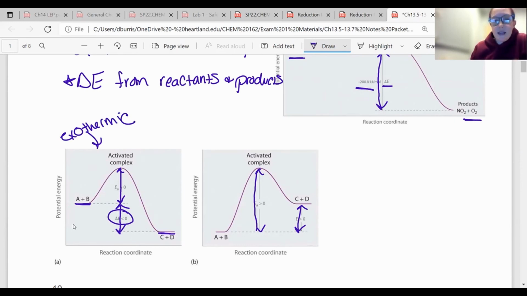Whereas in this case, to get from my reactants, which are at a low energy, to my products, which are at a higher energy, ΔE is positive, which means it was an endothermic process. It ends at a higher energy than it started at. Okay, so you can tell a lot from a reaction coordinate diagram. We're going to get back to those in a little bit.